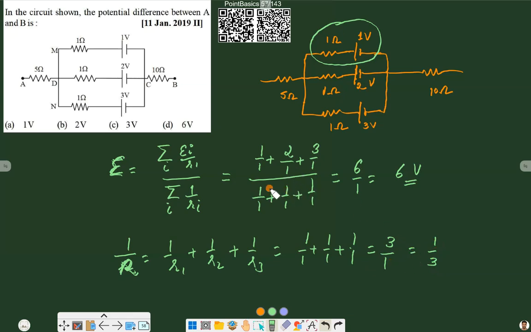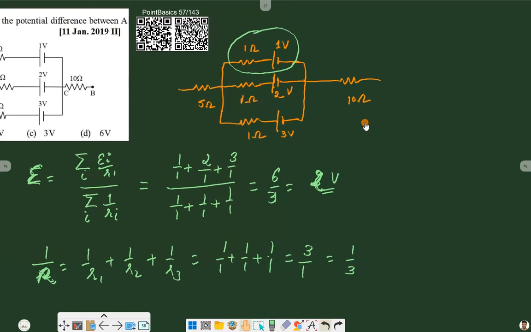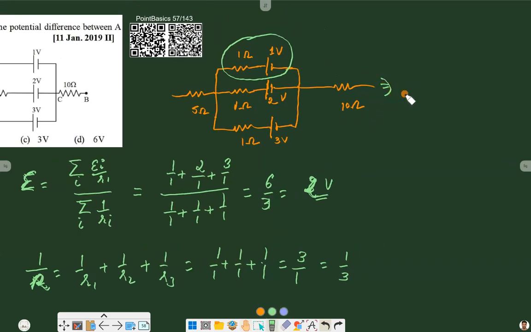Oh, we made a mistake here, it will be 3. So potential will be 2 volts. Now our circuit can be represented like this: we have a 5 ohm resistance, then a 1 by 3 ohm resistance with a battery of potential 2 volts, and then we have a 10 ohm resistance. These are our point A and point B.